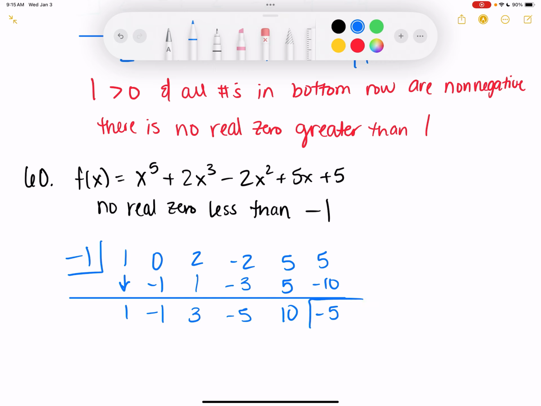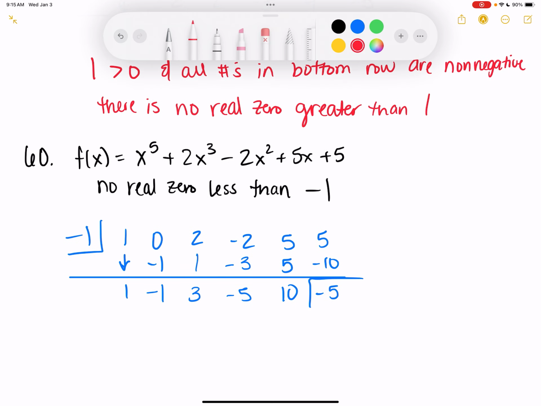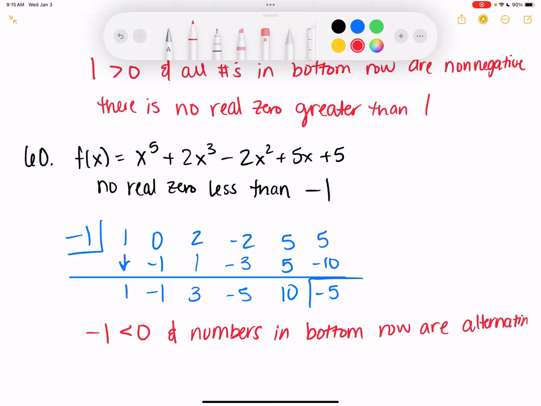And so across the bottom, I've got positive, negative, positive, negative, positive, negative. And so since negative 1 is less than 0, and the numbers in the bottom row are alternating sign, there is no real zero less than negative 1.